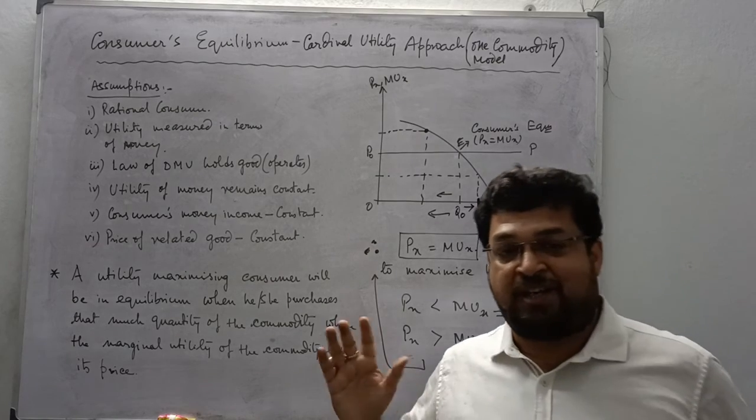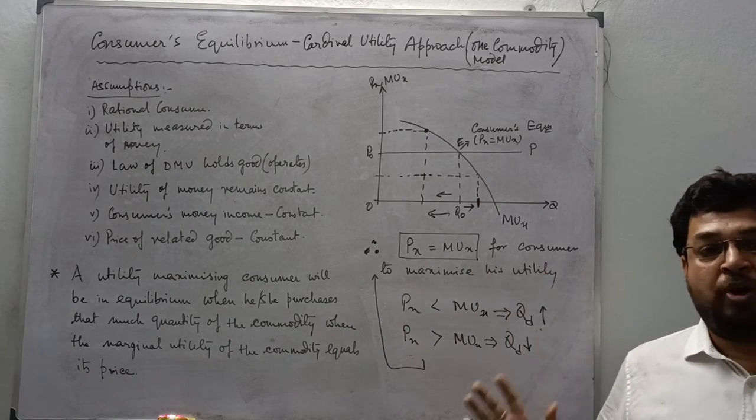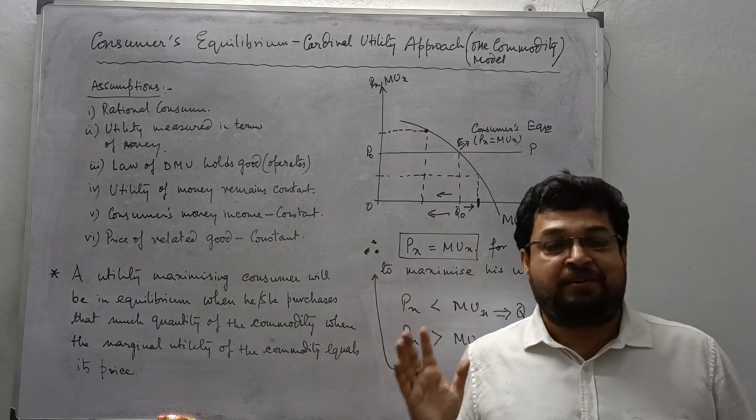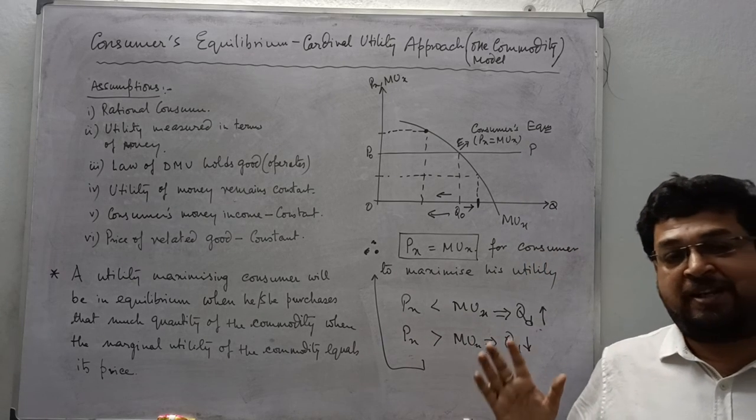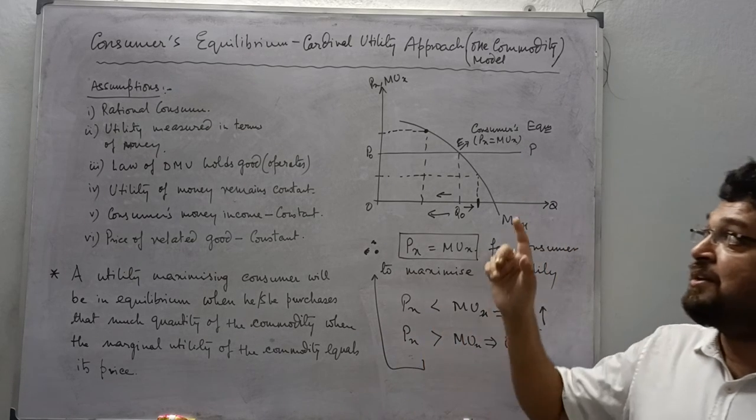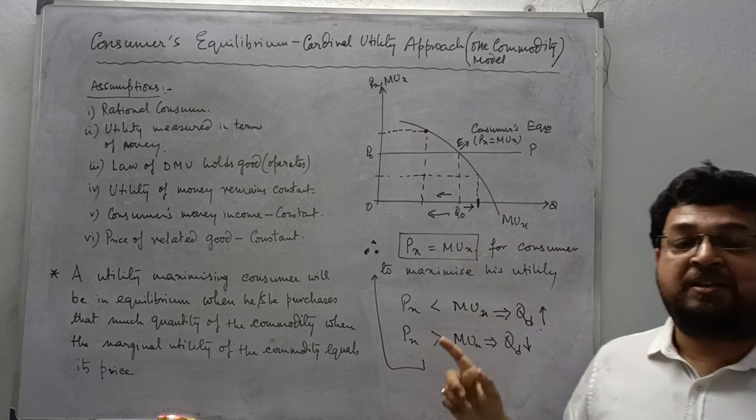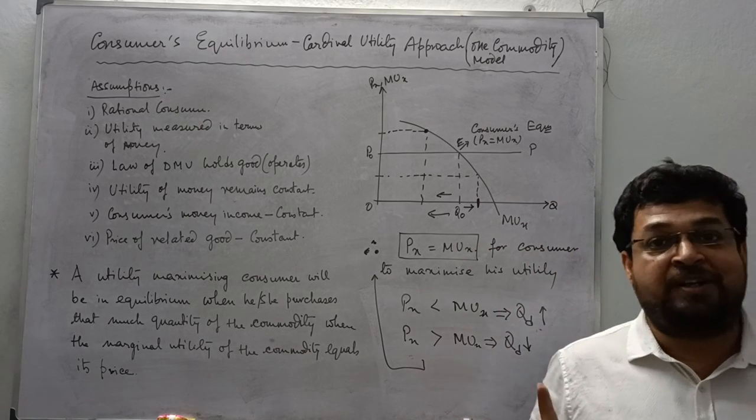So please watch carefully and listen to the explanation, read the text, and get the concept clear, the way the consumer's equilibrium is attained by the cardinal approach for a one commodity case.